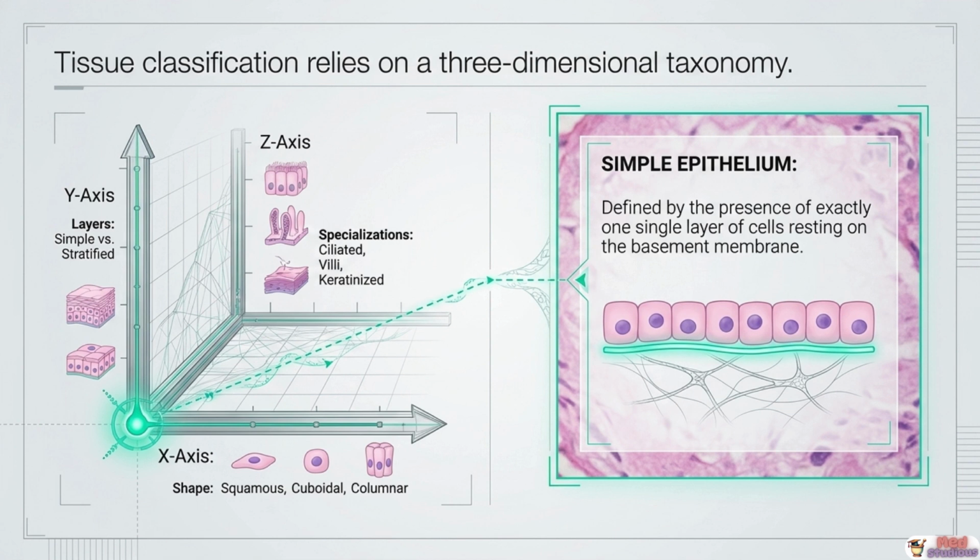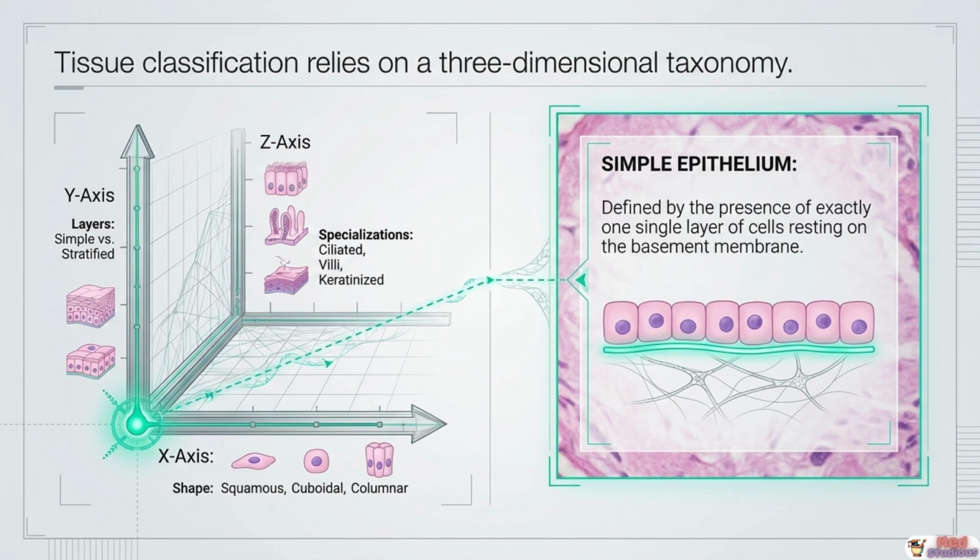If there are multiple cell layers, that is stratified epithelium. This is the most important distinction for today's video. The second dimension, the x-axis, describes cell shape. Epithelial cells come in three fundamental shapes. Squamous cells are flat and scale-like. Cuboidal cells are approximately equal in height and width, like a cube. Columnar cells are taller than they are wide, like a column.